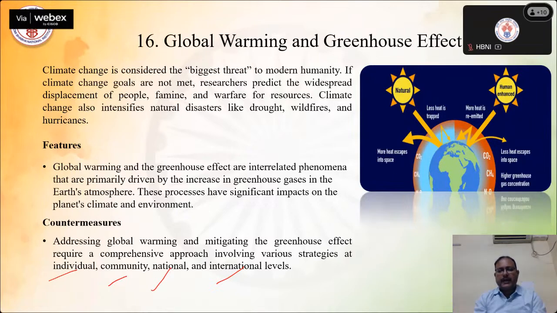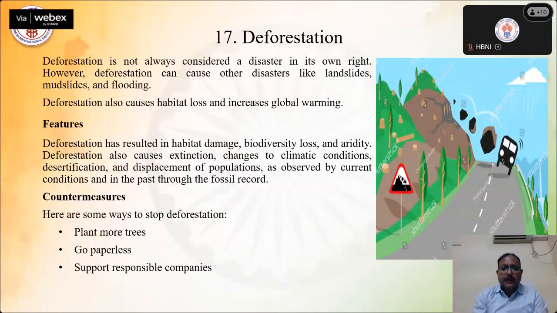We all have to plant trees. We have to utilize water properly. We should not use materials which are harmful to the climate. Everything is there, and we all know these issues quite easily.